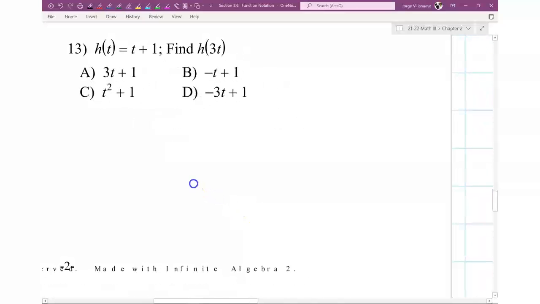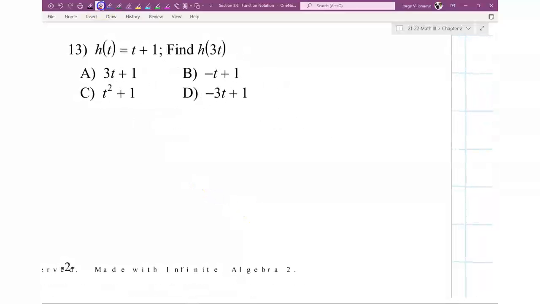I'm going to give you a little bit of time. Figure out what h of 3t is going to be. Okay, I'll give you a minute. All right, so anybody have an answer for me? Anybody know what the solution is? A, B, C, or D? A, yeah, it's going to be A.